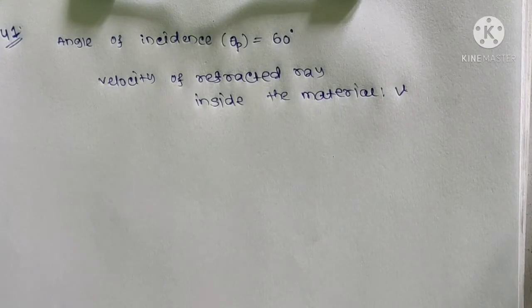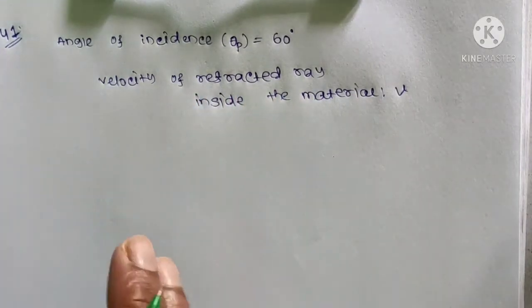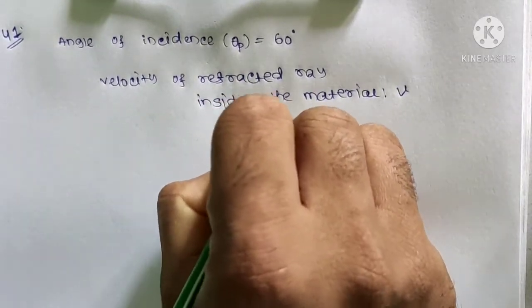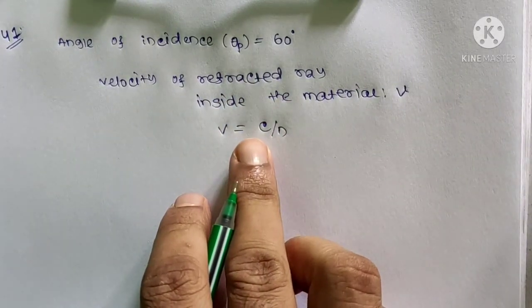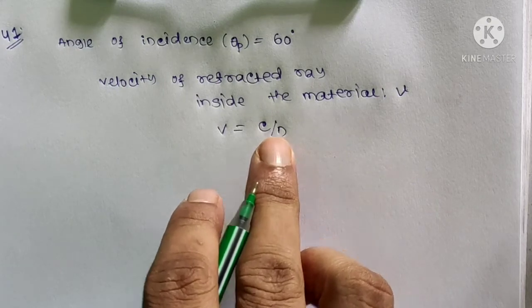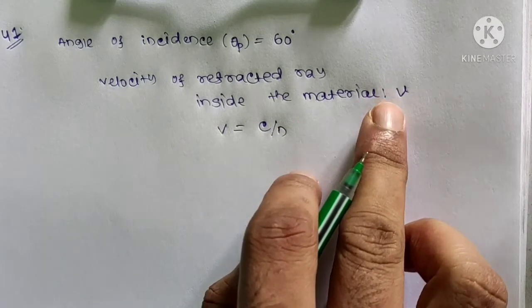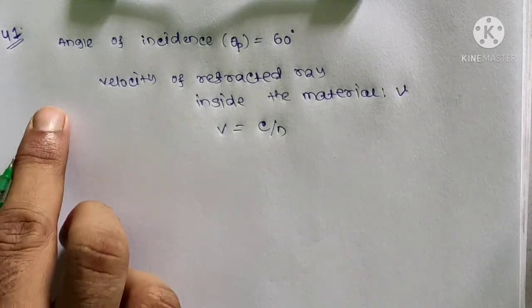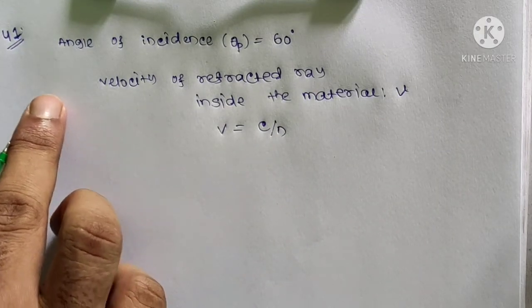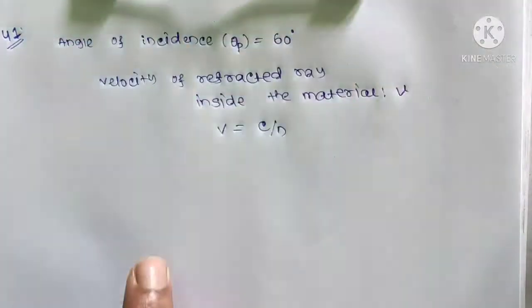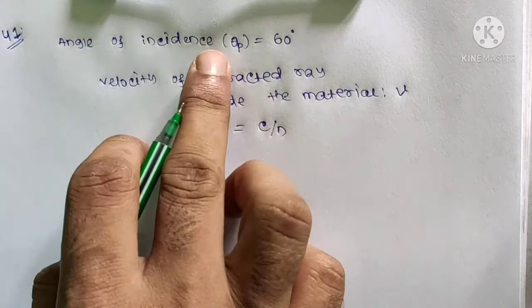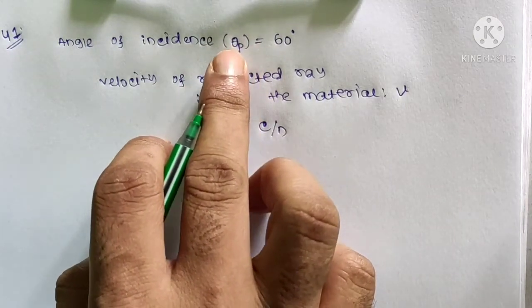So to find the velocity of light ray inside any medium, we know V equal to C by n. C is the speed of light in space and n is the refractive index of the medium. So to find this velocity we have to find the refractive index of the medium, and it is given that the unpolarized light falls on the medium and the reflected light is completely polarized. So the angle of incident is angle of polarization, that is 60 degree.